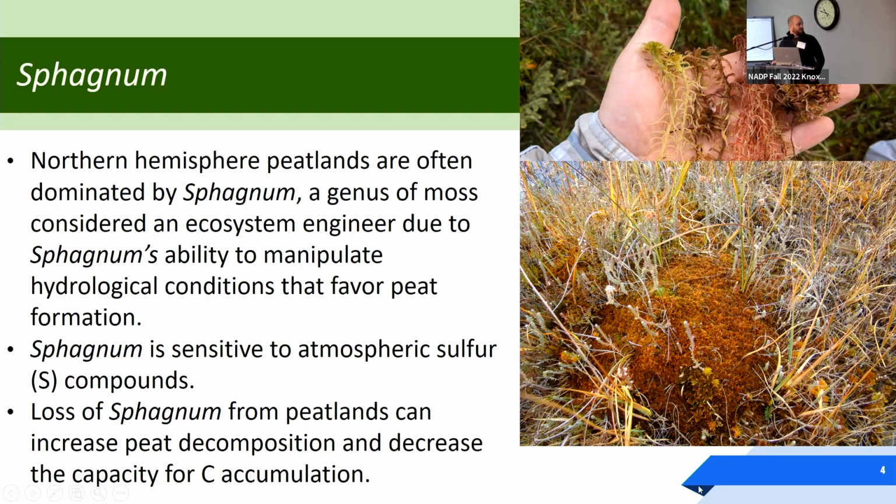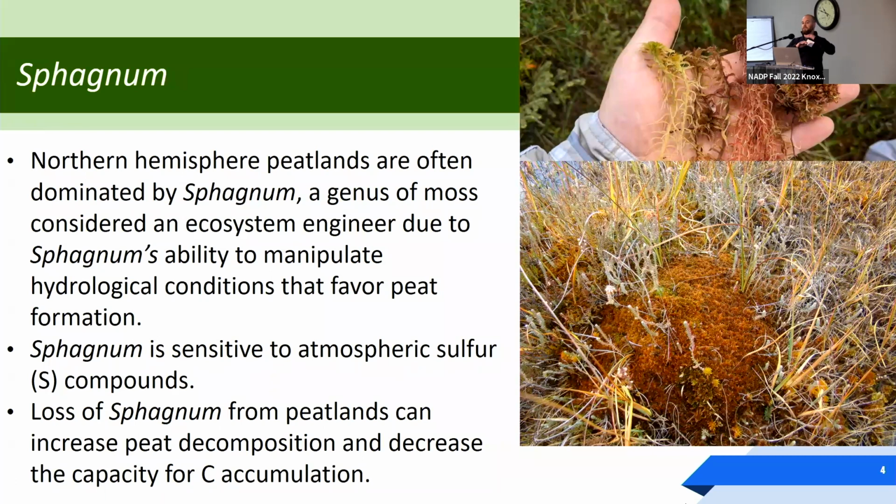But sphagnum is also quite sensitive to atmospheric sulfur compounds, and we've seen in lots of areas that have high sulfur deposition that sphagnum, like a lot of other non-vascular plants, will die quite quickly with elevated sulfur concentrations. And the loss of sphagnum from peatlands can increase peat decomposition.